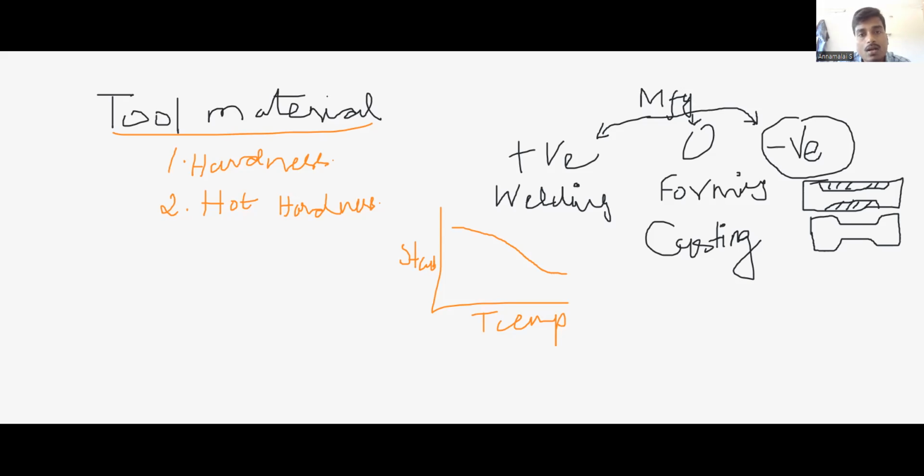When the temperature increases, the material will lose its hardness. If the material loses its hardness, it becomes soft. When the tool becomes soft, it will not remove the material from the workpiece anymore. So even at elevated temperature, the tool material should retain its hardness. This property is called hot hardness or red hardness. And the third important property is strength.